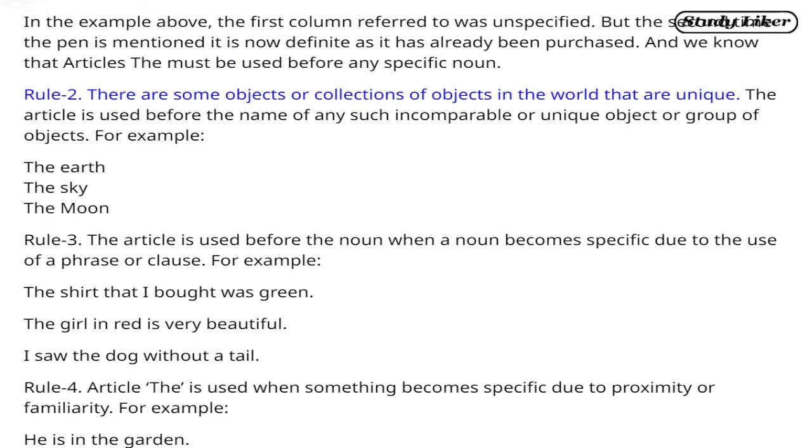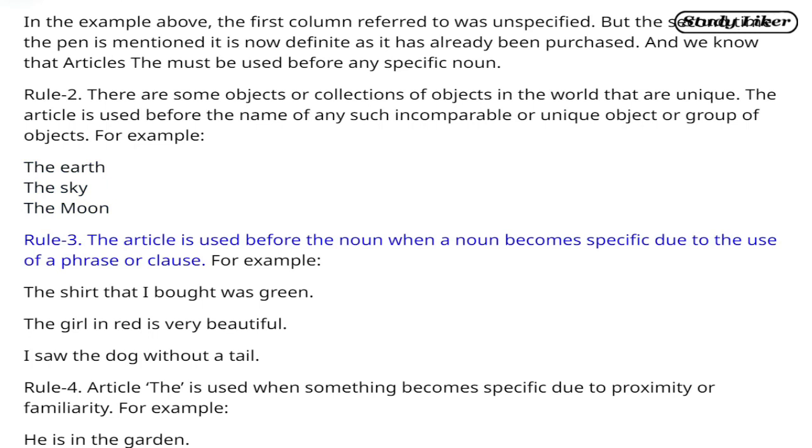Rule 2. There are some objects or collections of objects in the world that are unique. The article the is used before the name of any such incomparable or unique object or group of objects. For example, the earth, the sky, the moon.